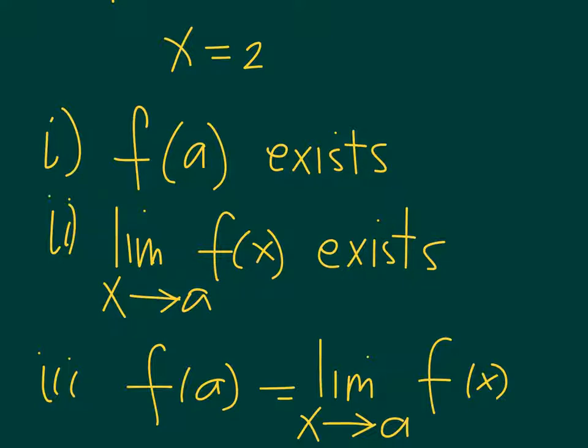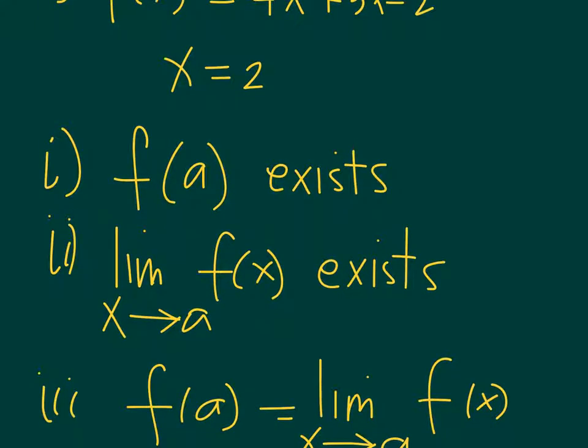Note that if condition number 1 fails, then we can already say the function is not continuous. If part 2 fails, it's discontinuous. We don't even need to check part 3 anymore. We only do number 3 if f of a exists and the limit exists, then we check if they are the same. And number 3 can also fail. It's possible that they're not the same.